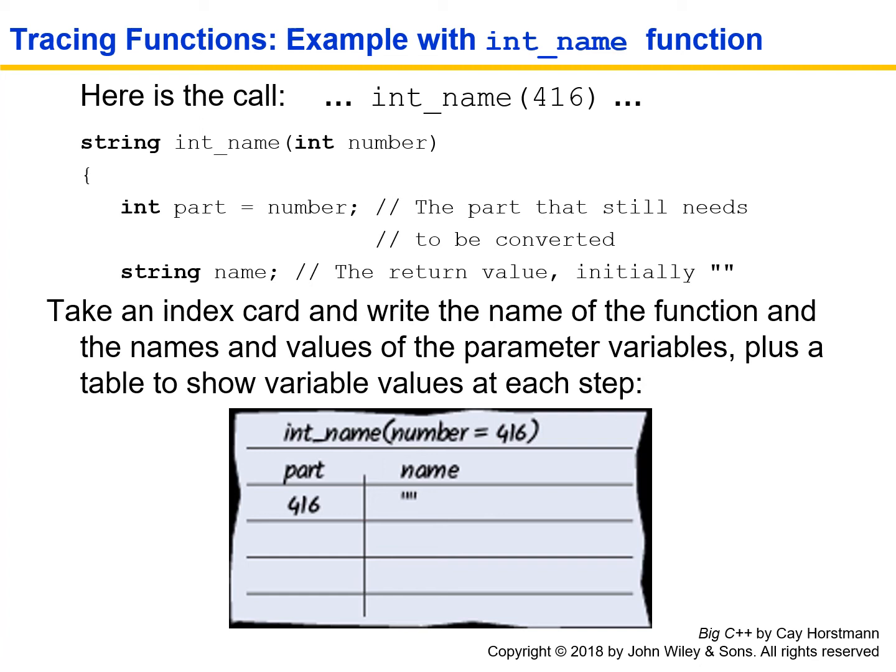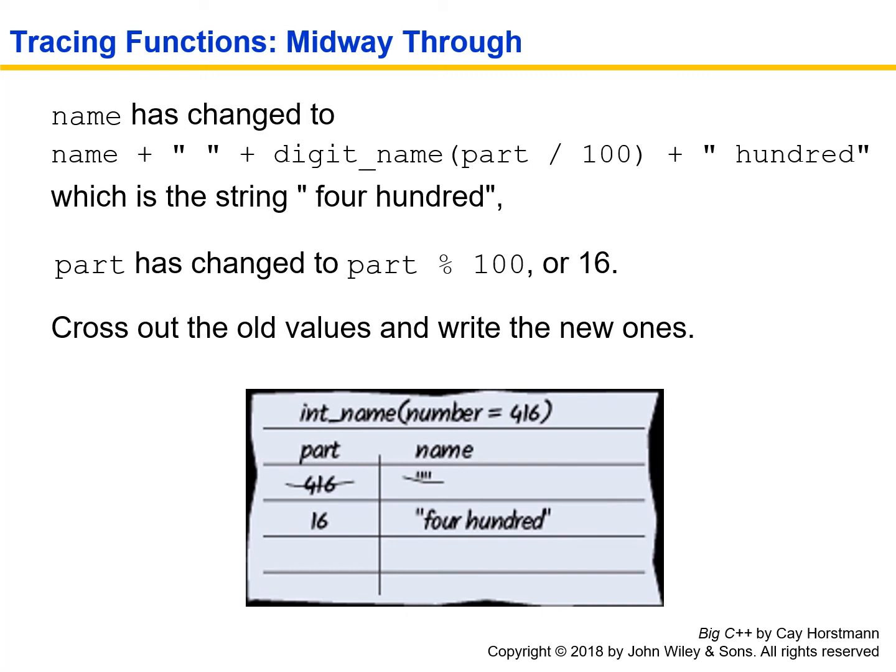I've got two variables, part and name, and so I'm going to start with part equals the whole number and name equals an empty string, and then after the first pass, we've taken the 4 off of part, so it's now 16, and we passed that 4 to digit name plus 100, so we get 400 for name. Okay, and we'd continue that through tracing the rest of that function.